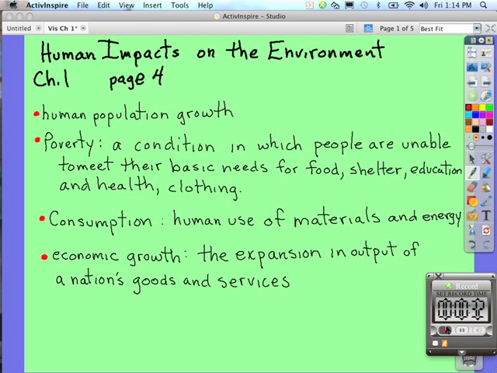We'll talk about consumption, the human use of materials and energy, and also talk about economic growth, the expansion of output of a nation's goods and services. Economic growth is in the news a lot these days, and so there should be no lack of information or input on those topics.